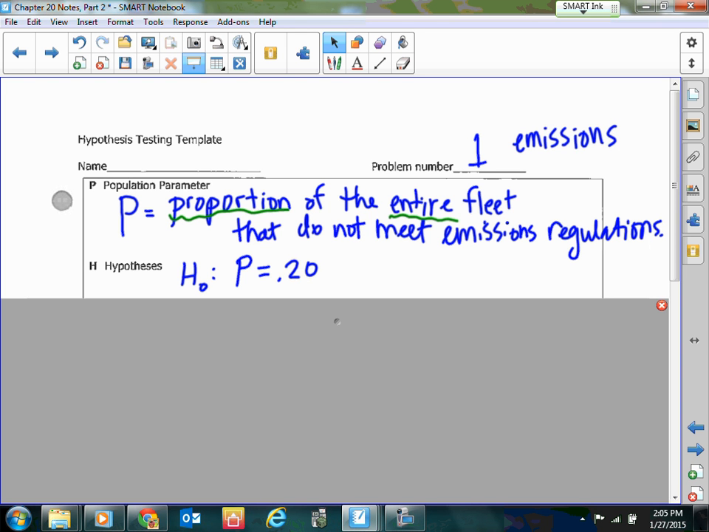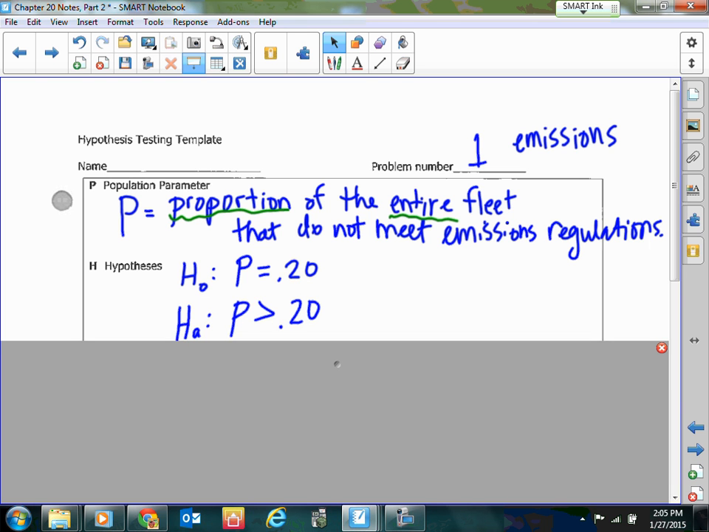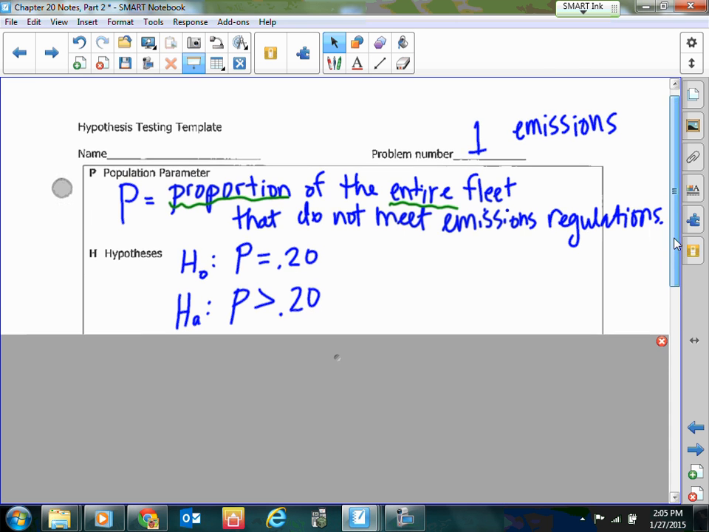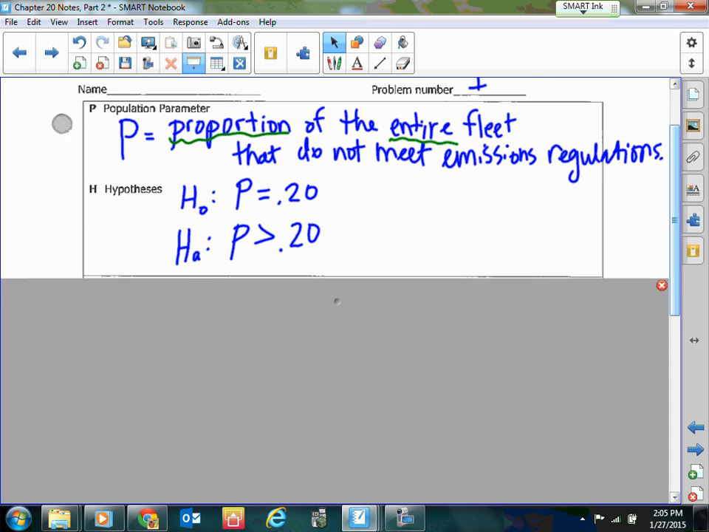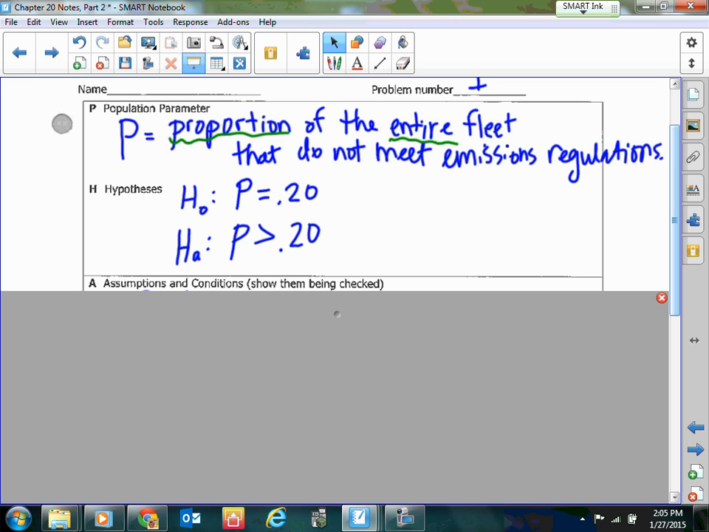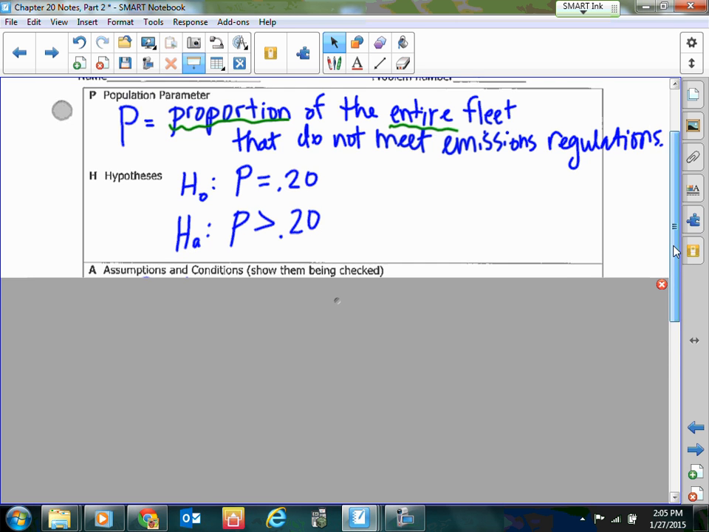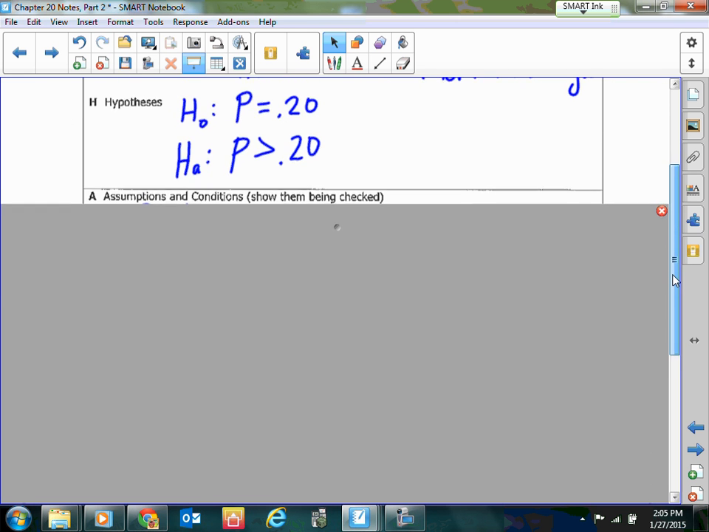All right. So then what would be the alternative? If they have significant evidence to reject the null, what would we then conclude? Good. We would be saying, I have evidence that the proportion of the fleet that has bad emissions is actually greater than 0.20. All right. So that's where we are headed. And the A part of the PHANTOMS model is assumptions. So I'm going to give you about a minute. Do your assumptions, and then we'll check them. Go.